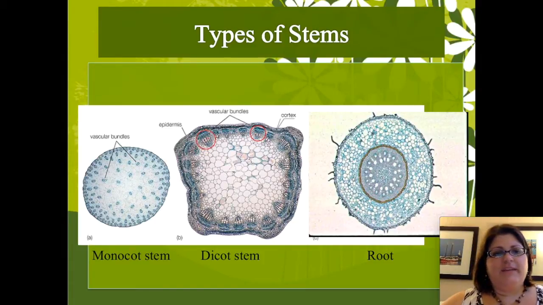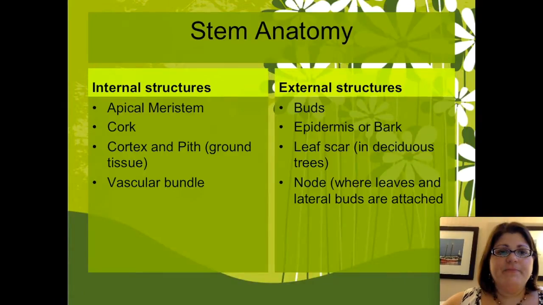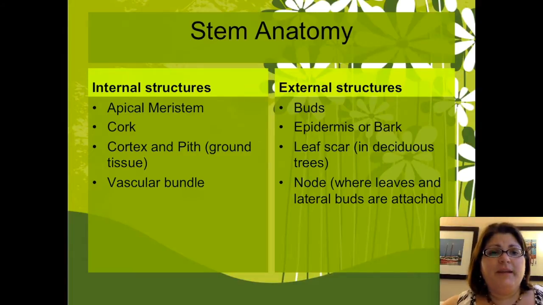Additionally, we can describe the types of stems by the layout of the vascular tissue. We won't focus on this much now because we'll talk about it more in class. The general stem anatomy has two major foci. The first one is looking at internal structures, where we can look at meristematic tissue, cork and pith, which we'll discuss, and vascular tissue, which will be the focus of this video.